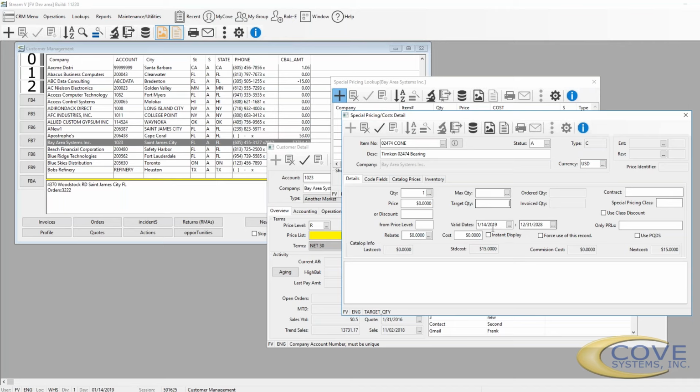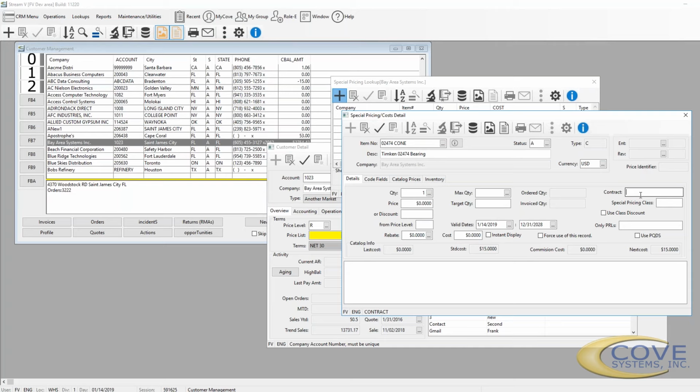And then you have valid dates, where this special pricing is only valid for orders entered in that date range. An order entered on 12/31 that doesn't ship till January 10th will go out at the special price that it was entered at. Then you can have a contract where this special price is only valid for a certain contract. Now we can go back to the example I gave of JPL, Jet Propulsion Laboratory.